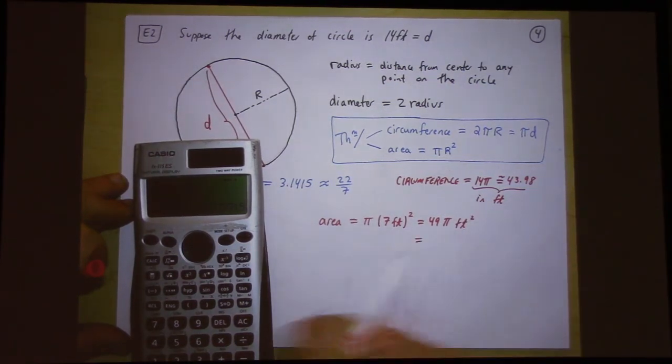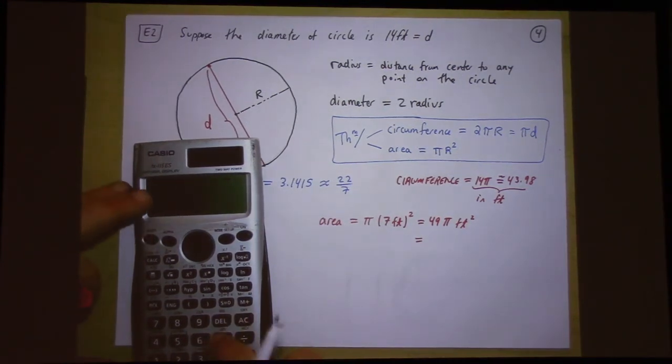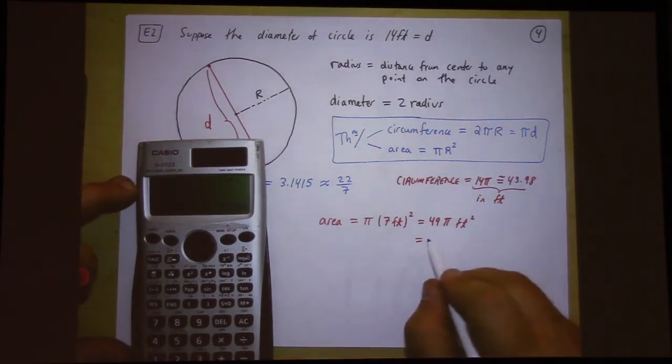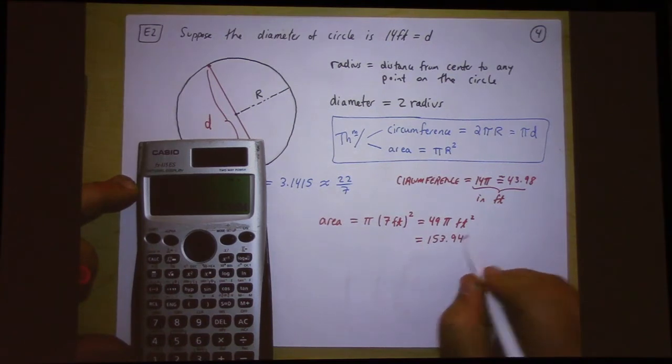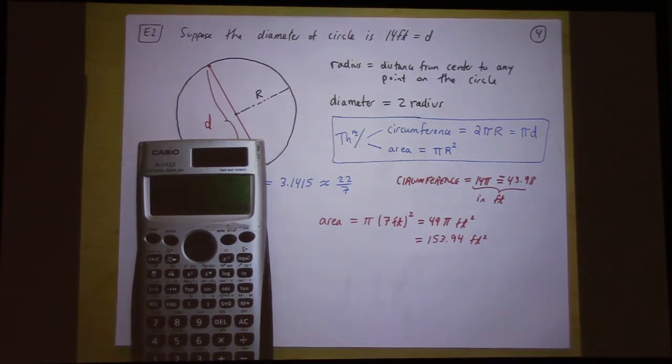But if we want to do that carefully, that is 153.94. I got to round that up. That 3/8 rounds up to 4 feet squared. So there it is. Does that help? Okay, cool.